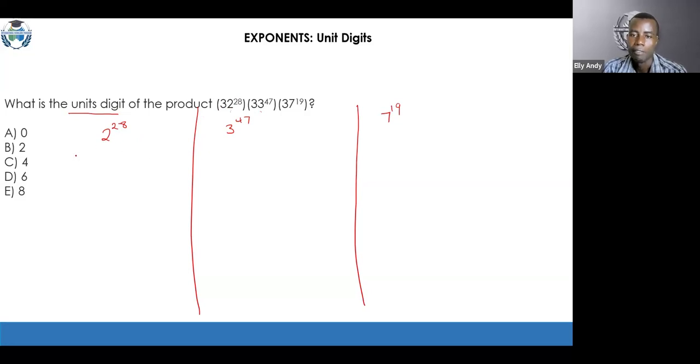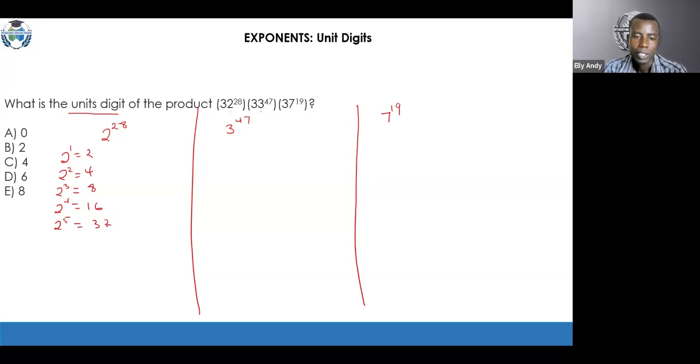So let's see. The first thing here is to determine the cyclicity, and then I will explain using this example how the knowledge of cyclicity helps you get the unit digit. So let's determine the cyclicity of 2. We have 2 power 1 as 2, 2 squared as 4. Here is 8, 16.